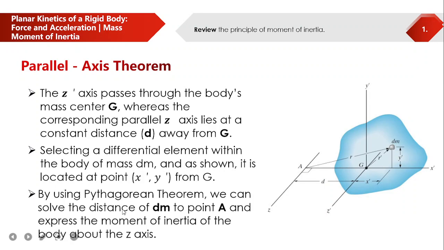So by using the Pythagorean theorem, we can solve the distance of the differential mass up to the point A, and express the moment of inertia of the body about the z axis. So what is the mass moment of inertia about the z axis of our body? For that we can use the Pythagorean theorem so that we can solve for the radial distance away from the point A to our differential mass.